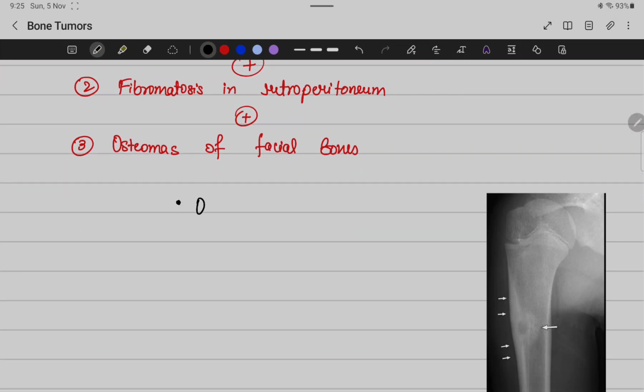We have osteoid osteoma. So what's this? It is also a benign tumor, but it is a benign tumor of your osteoblasts. So you have these two types of cells in your bone, that is your osteoblasts, which actually form the osteoid, which gets mineralized to form the bone, and there are osteoclasts which resolve the bone. So osteoid osteoma is your benign tumor of osteoblasts.